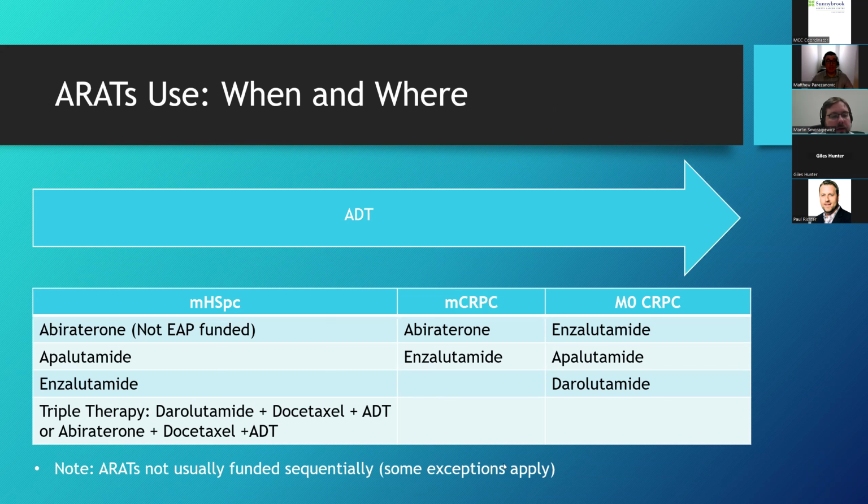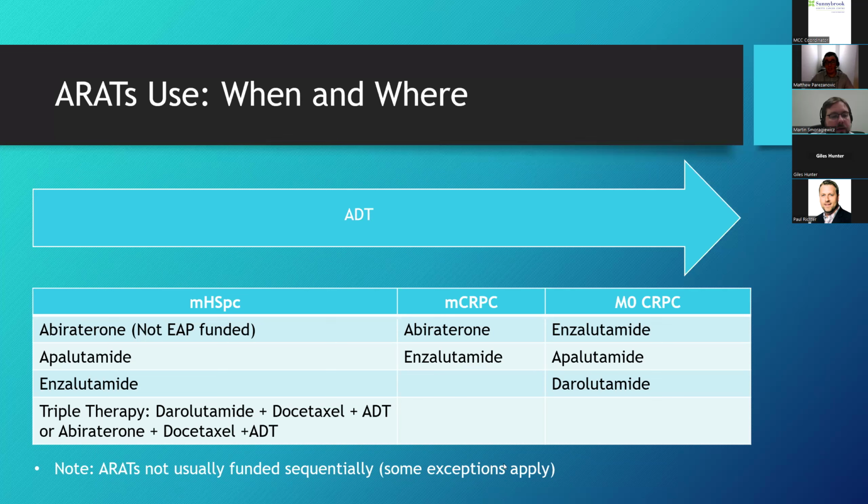So you can see that ADT is used lifelong for these men as they move through the different metastatic categories. These tables provide just a snapshot of what we're doing in Ontario and where the funding is also placed. Abiraterone can be used in hormone sensitive, but is not EAP funded, whereas apalutamide and enzalutamide are. And then we can also use darolutamide plus docetaxel plus ADT, or abiraterone plus docetaxel plus ADT, as what we call a triple therapy. And I'll talk a little bit more about that.